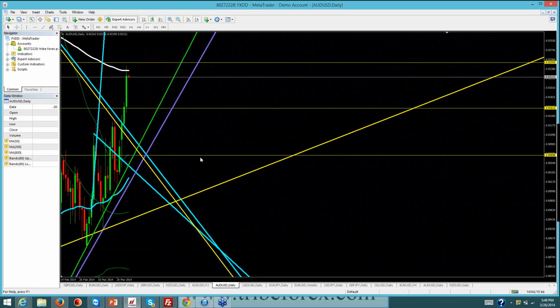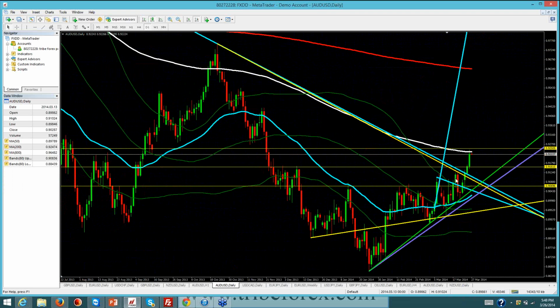Aussie dollar. Aussie dollar is clearly moving up. We had a breakout, and we can see 1, 2 days of really good, strong movement. I don't have a bias for this Aussie dollar, sorry.